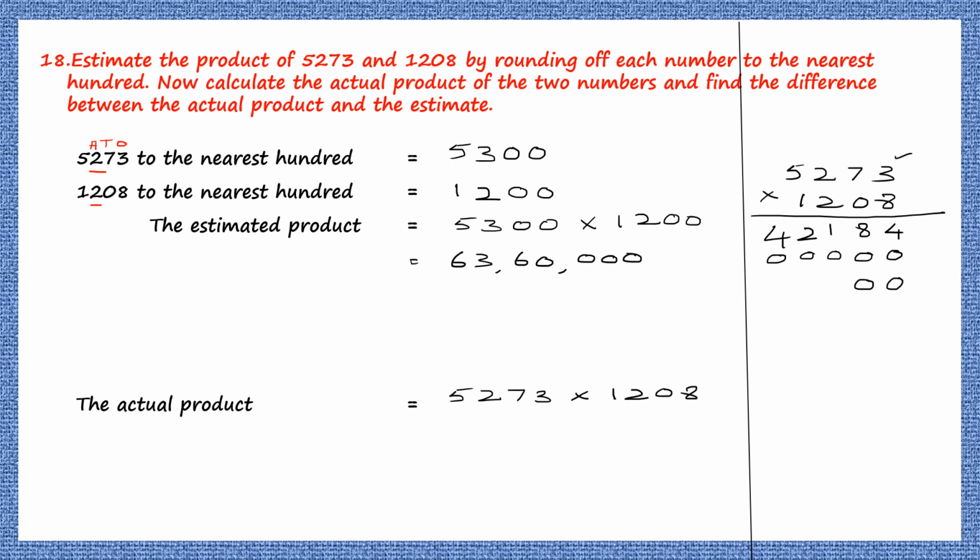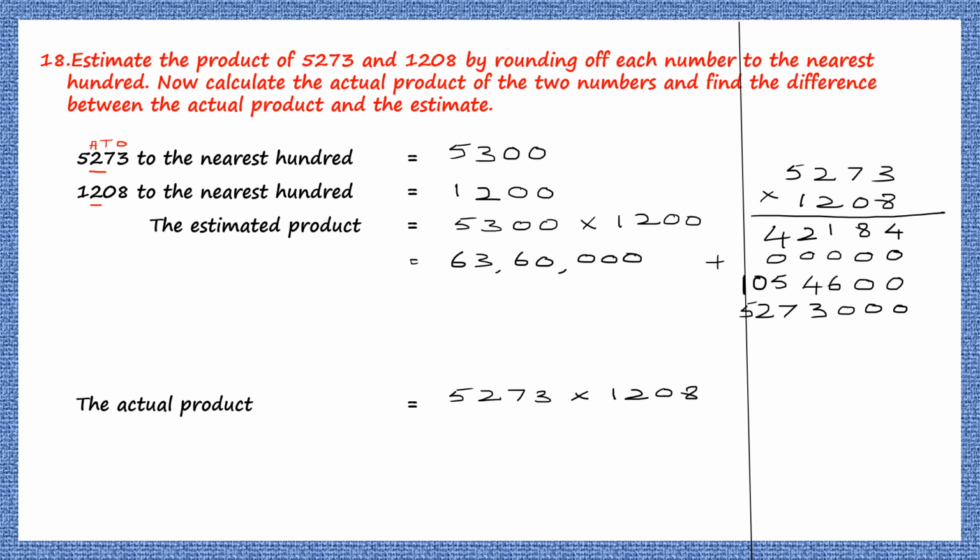2 threes are 6. 2 sevens are 14, carry 1. 2 twos are 4, plus 1 is 5, and 2 fives are 10. So we've got 10 here, and we finished with 2 also. So now we are going to multiply with 1, and this is the fourth step. That means we're going to start with 3 zeros. In the first step, we didn't have any zeros. Second step, we started with 1 0. Third step with 2 zeros. Fourth step with 3 zeros. Now we're going to multiply with 1. 1 into 3 is 3, into 7 is 7, into 2 is 2, into 5 is 5.